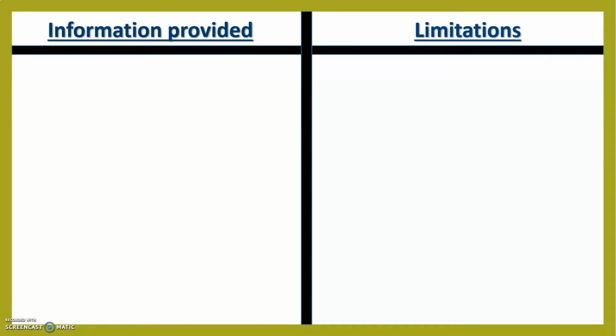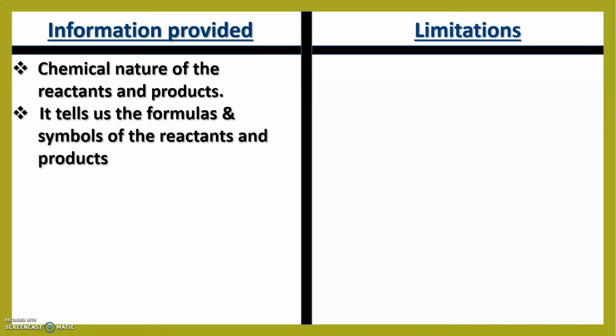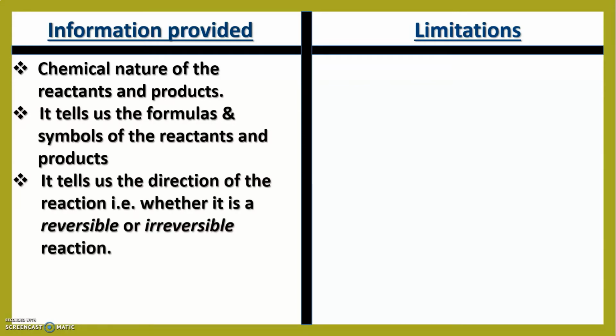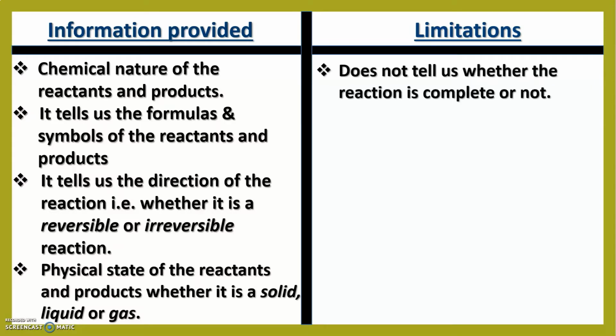Now let's talk about the information provided by a chemical equation and the limitations of a chemical equation. A chemical equation tells us the nature of the reactants and the products. It tells us the formulas and the symbols of the reactants and the products. It tells us whether the reaction is a reversible reaction or an irreversible reaction. It also tells us the physical state of the reactants and the products, whether it is in solid, liquid or gaseous state. If we talk about the limitations of a chemical equation, that is what a chemical equation does not tell us, it does not tell us whether the reaction is complete or not.